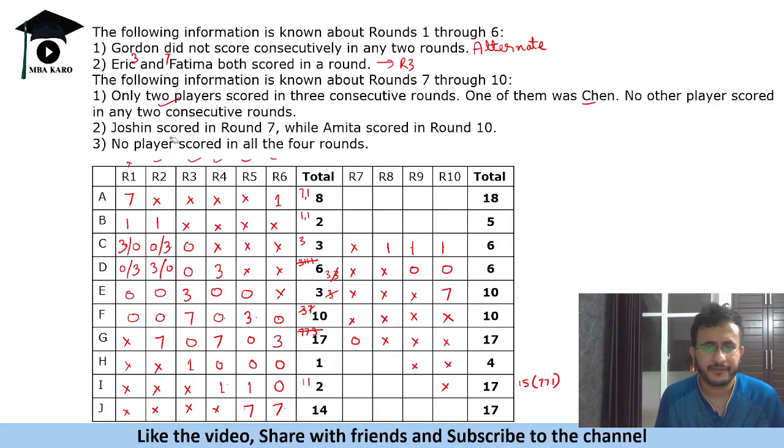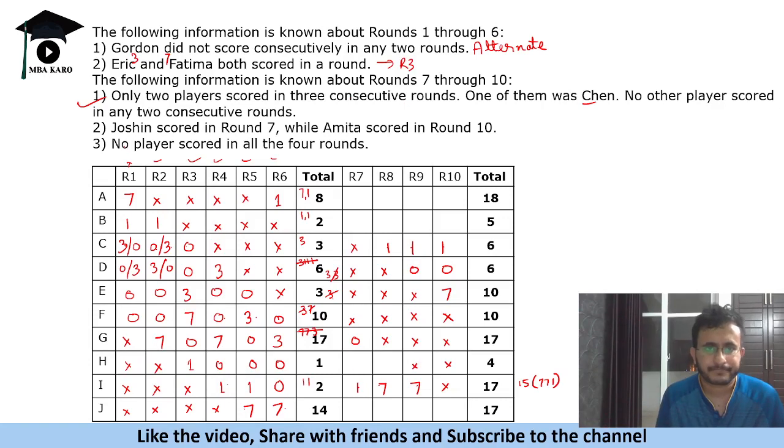The second player, if you want to find out, must be I. Because 2 to 17, we need to make 15 points. And the only possibility to make this is 7, 7, 1. Now, if you filled 1, 1, 1 here, we cannot have 1 here, we cannot have 1 here. Okay, so 1 will come here and 7 will be filled here. So this condition has been completely filled, that only two players scored in three consecutive rounds. One was Chen and another person is I.